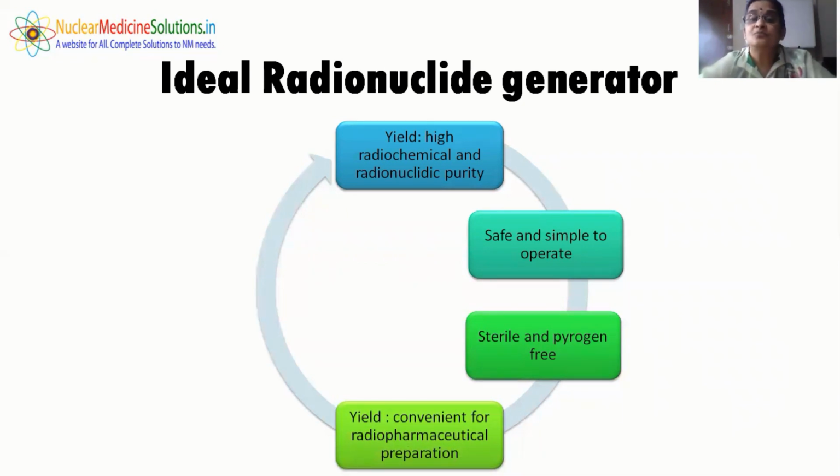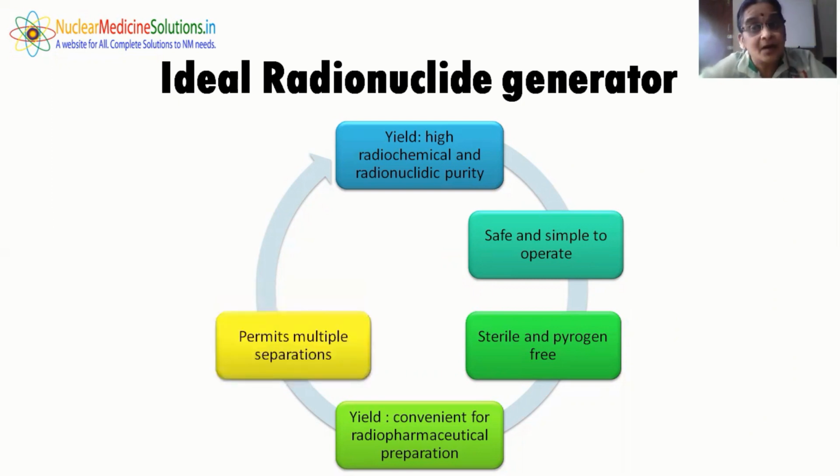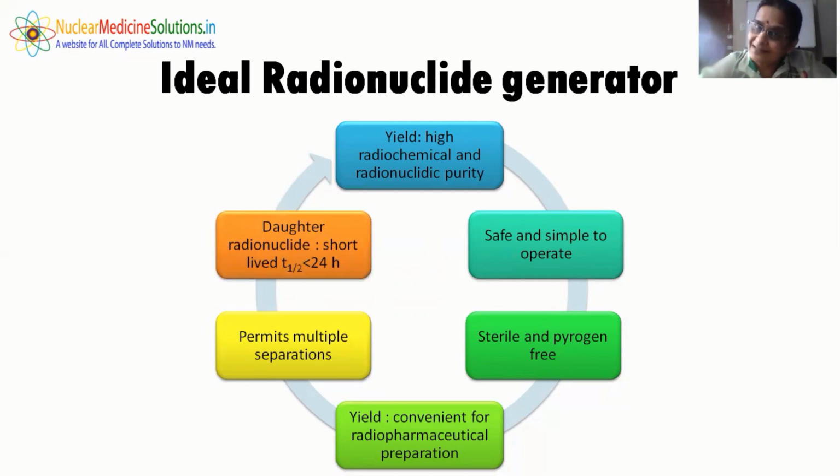Next, the yield has to be convenient for radiopharmaceutical preparation. The medium in which the yield is obtained should have an optimum pH, so that it is physiologically acceptable and suitable for the labeling characteristics, and you don't have to adjust the pH for further processing. It has to permit multiple separations so that the unappointed, walk-in cases can also be accommodated for the day. And the daughter radionuclide should have a half-life of less than 24 hours. If at all it is more than 24 hours, then better to buy the daughter radionuclide instead of buying its parent.